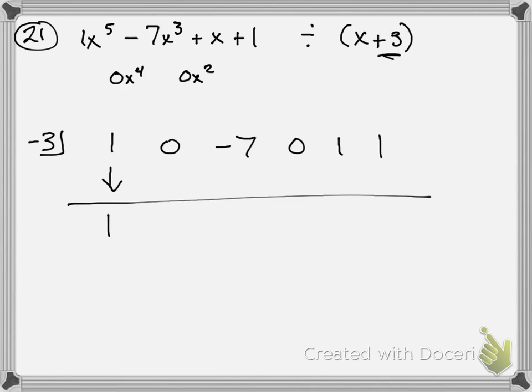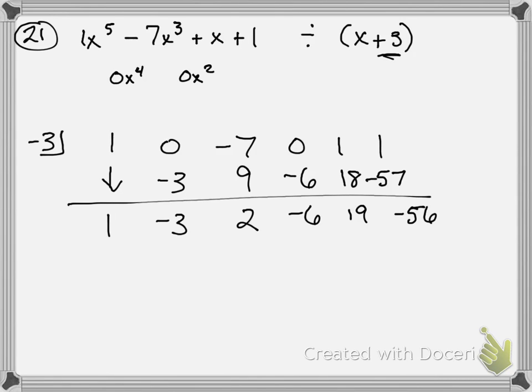So bring down the 1. 1 times negative 3 is negative 3. That's negative 3. Negative 3 times negative 3 is 9. Positive 9. That gives me 2. It's a negative 6. Negative 6 times negative 3 is 18. 18 plus 1 is 19. 19 times negative 3 is... 19 times 3. Let me do that one more time. 57. Negative 57. So this is negative 56.